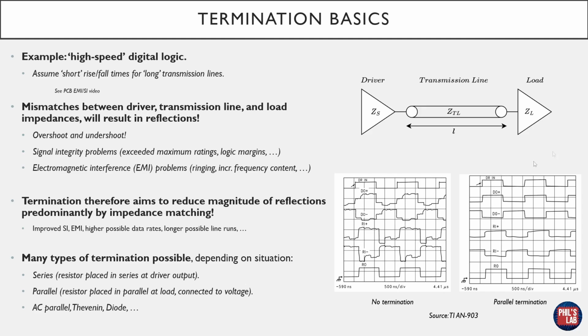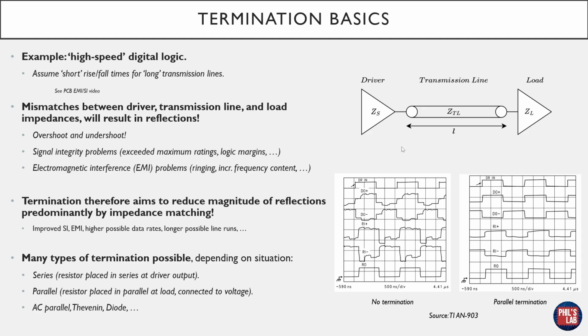Let's look at the top right image. Assuming we have a digital logic driver, which has a certain output impedance ZS, let's call this the source impedance, this sends a fairly high-speed digital signal, so fast edge rates, along a trace, which in this case will then be a transmission line of length L. This transmission line will have its own characteristic impedance. At the receiving end, we have our load, which also has its own impedance, ZL, the load impedance.